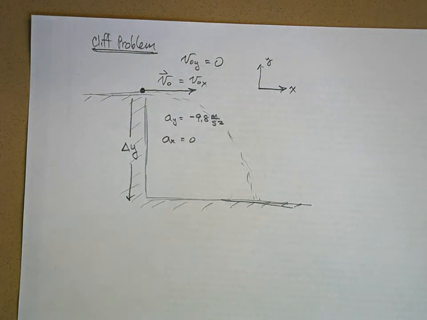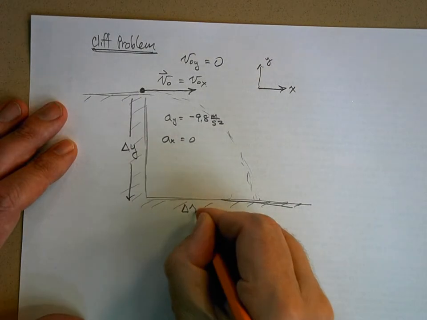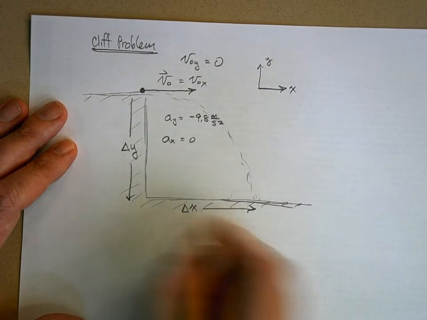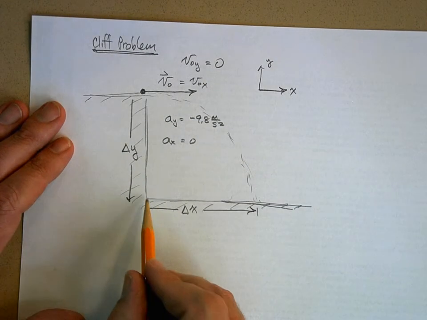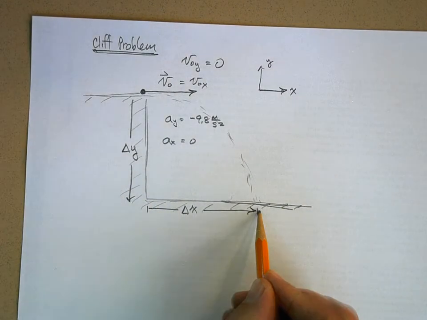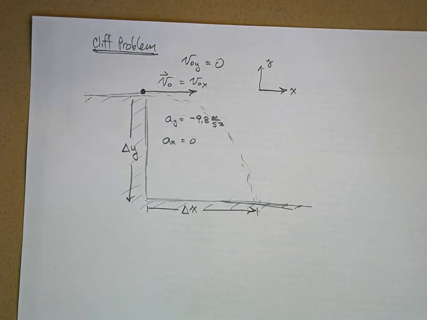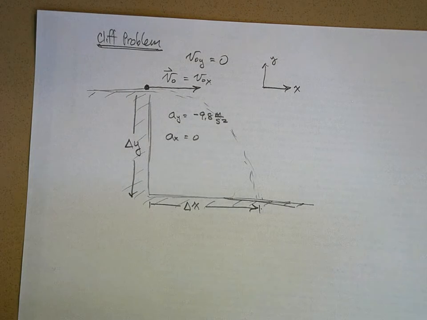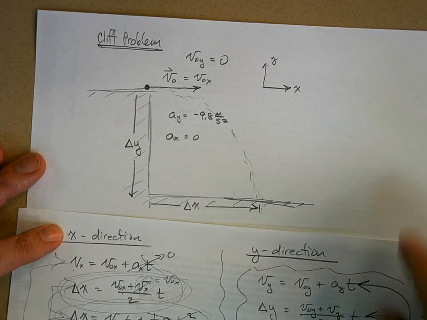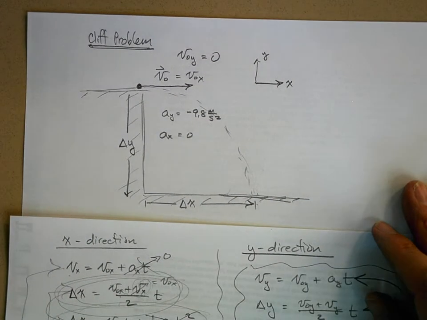And now, this is all the stuff that's given. And then this is delta x. This is your displacement in the x direction. And they usually mean from the base of the cliff out to where it hits the ground. That's your delta x. Well, you now have, for this kind of problem, these equations to use. Let me zoom out for a minute.